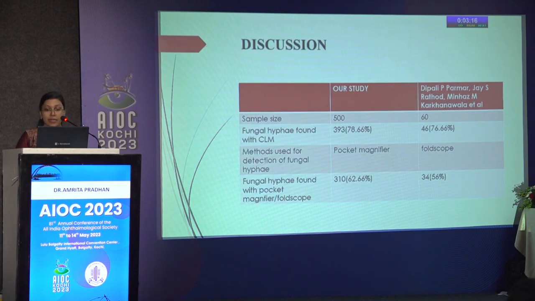A similar study was done by Dipali et al. Their sample size was 60, where our sample size was 500. Fungal hyphae found with compound light microscope, our study found about 78.66%, where they found 76.66%. We used the pocket magnifier as method. They used Foldscope. Fungal hyphae found with pocket magnifier was 62.66%, that is 310 out of 500. They found 34 out of 60 patients, that is 56%.